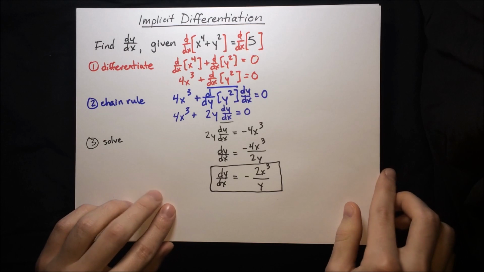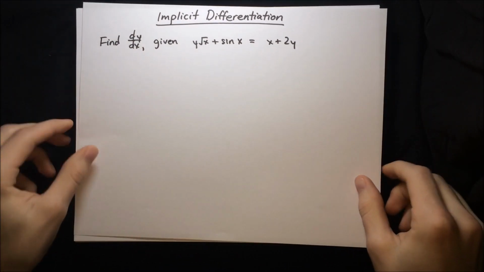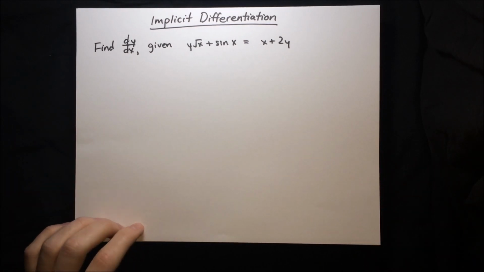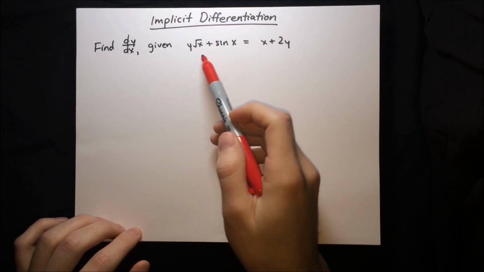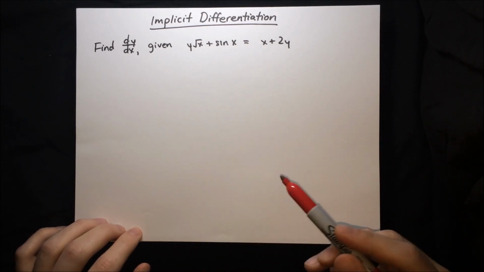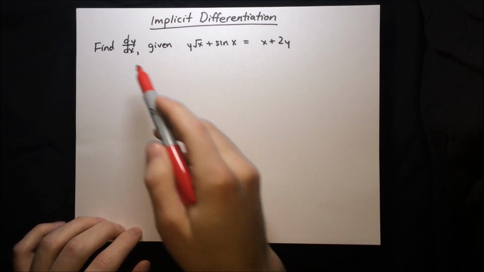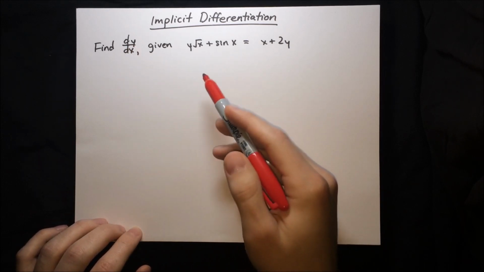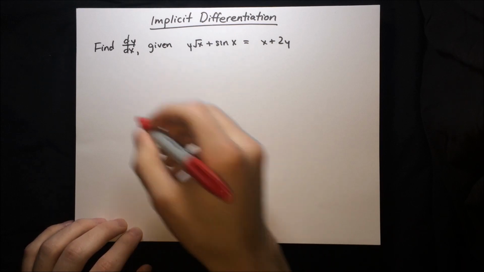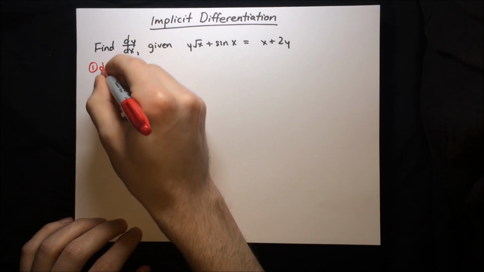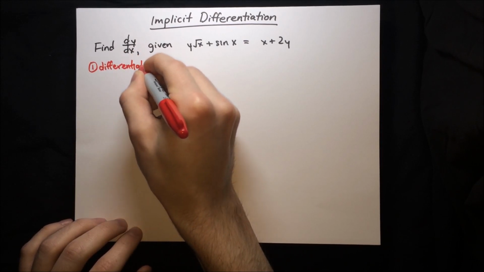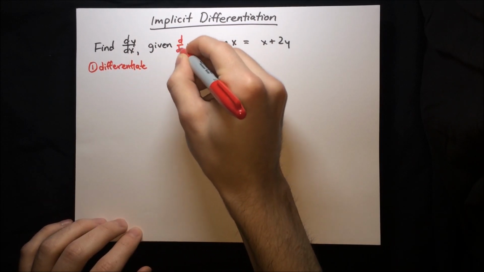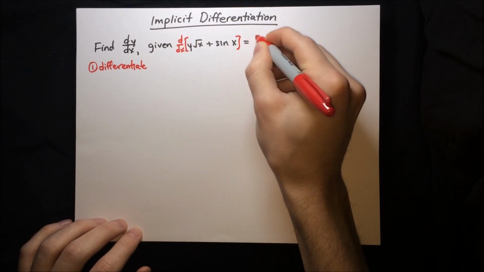Let's do another example. This example is a little bit trickier because here we have a product of terms, and we also have y on both sides of the equation. But the steps to finding dy/dx using implicit differentiation are still the same. We're going to start off by differentiating both sides with respect to x. So we'll take d/dx of both sides.